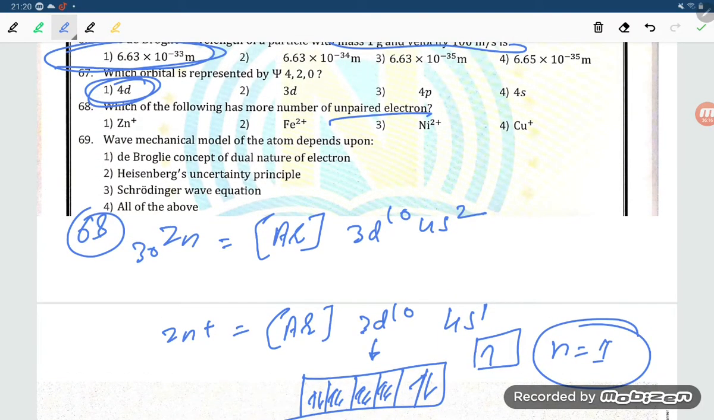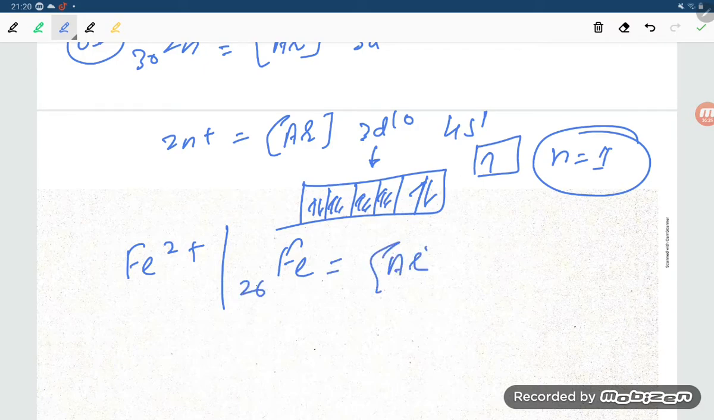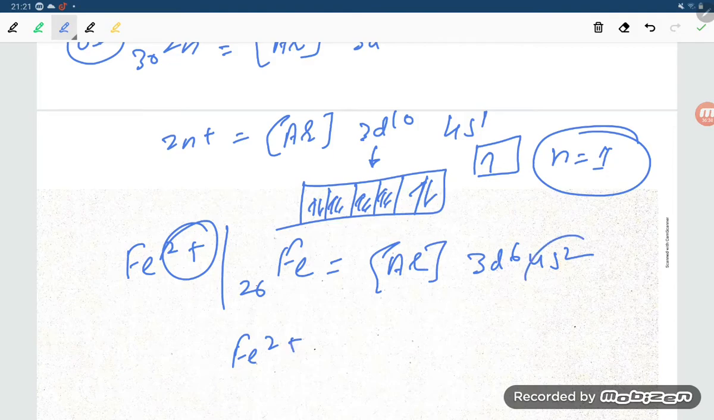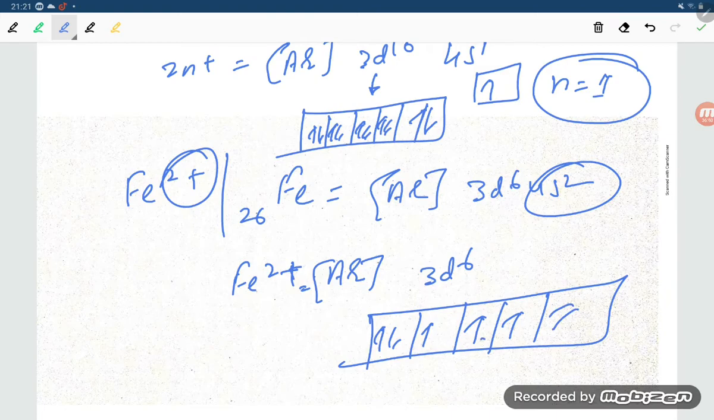If you are taking iron, Fe2 plus: Fe is 26, so the configuration is argon 3d6 4s2. Fe2 plus means 2 electrons are lost, so Fe2 plus is argon and 3d6. So 3d6 means how many unpaired? 1 2 3 4. So n is equal to 4 electrons unpaired.